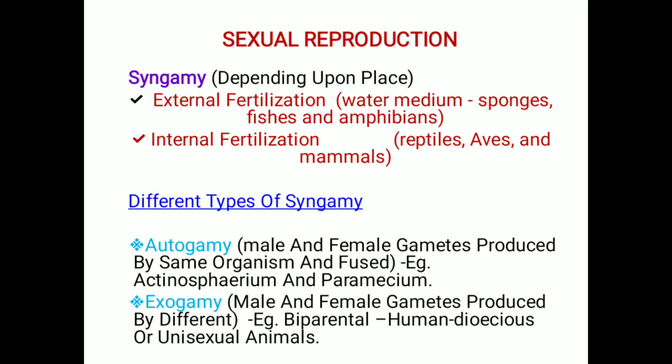Different types of syngamy: autogamy and exogamy. Autogamy means male and female gametes produced by the same organism and fused. Example: Actinosphaerium and Paramecium. Exogamy: male and female gametes produced by different organisms. Example: biparental, human beings, or dioecious or unisexual animals.